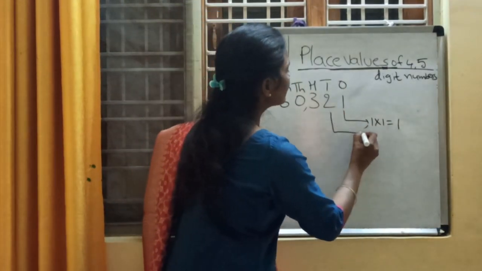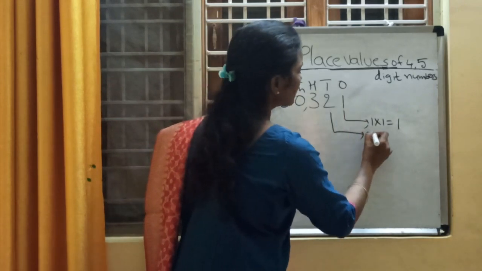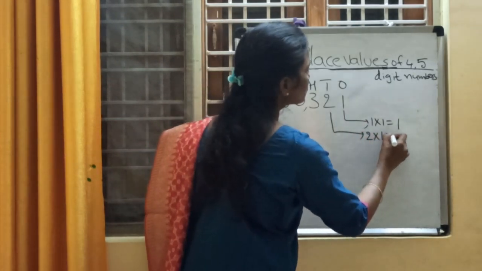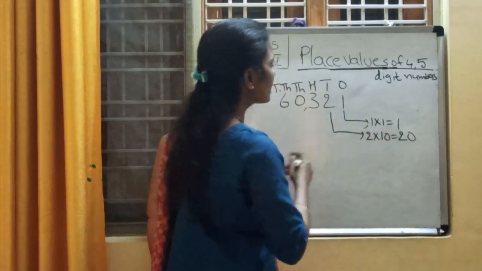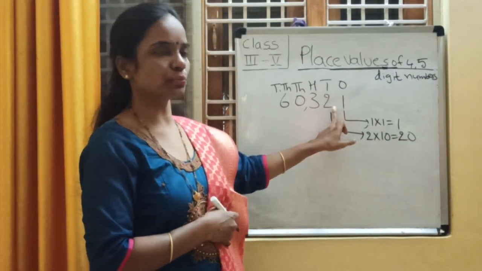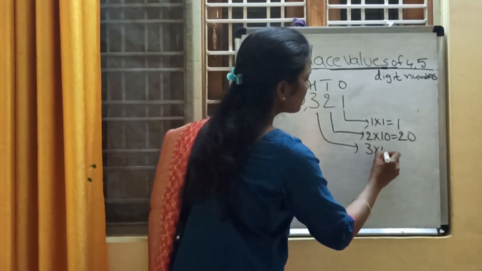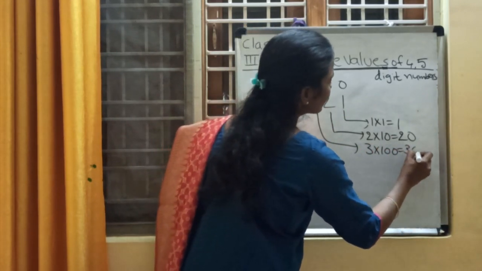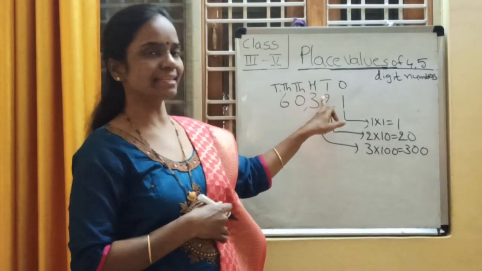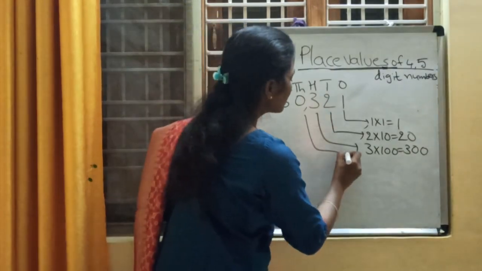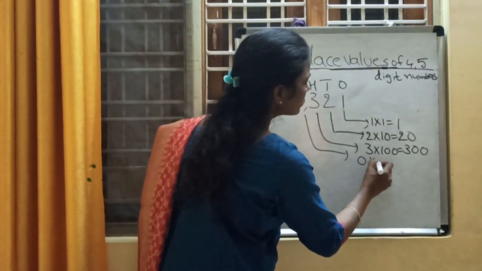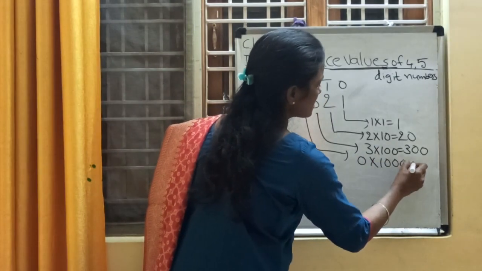2 is in 10's place. 2's place value is 2 into 10. 20 is the place value of 2. 3 is in 100's place. 3 into 100, 300 is the place value of 3. And what is the place value of 0? 0's place value is always 0.